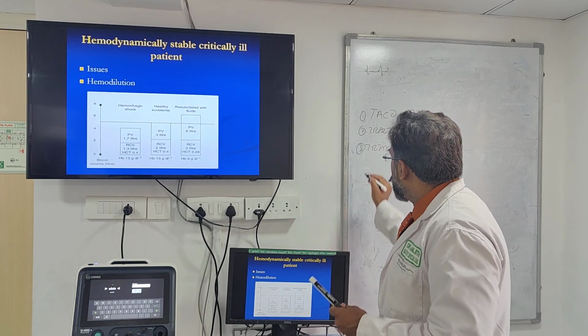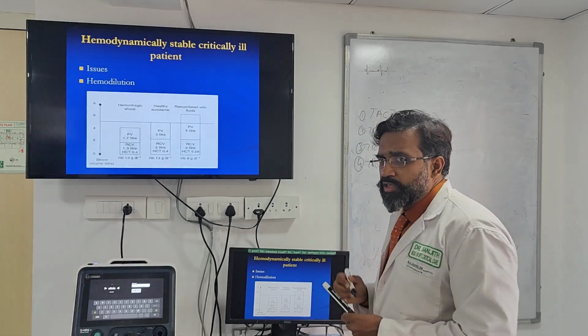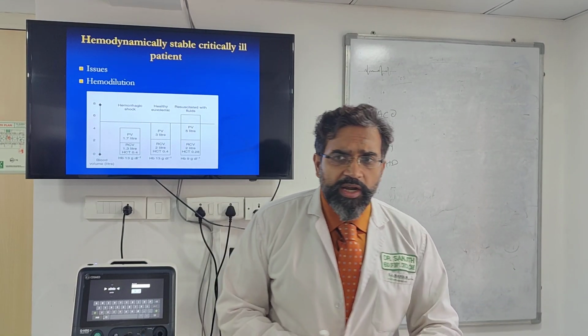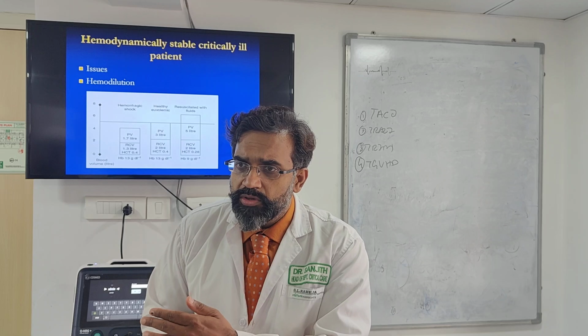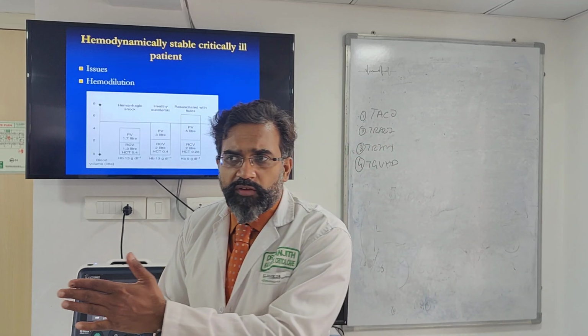Then you have transfusion related graft versus host disease. When you have transfusion related graft versus host disease, it could be in the immediate period, or it could be later on after a couple of months also. So you could have it immediately or you could have it after a couple of months.